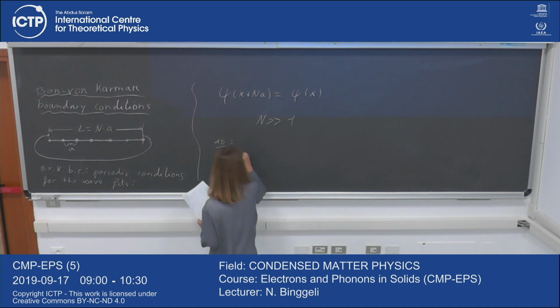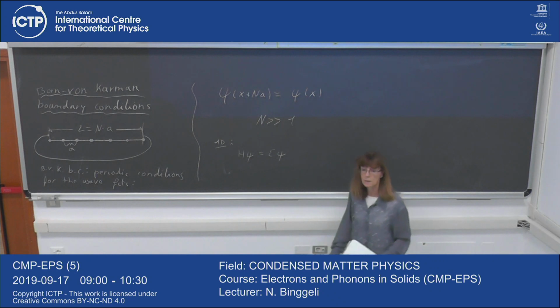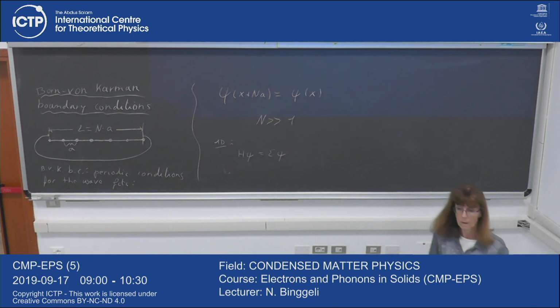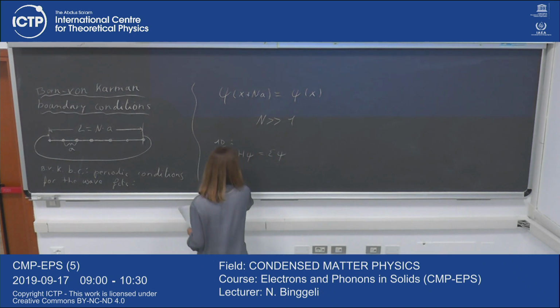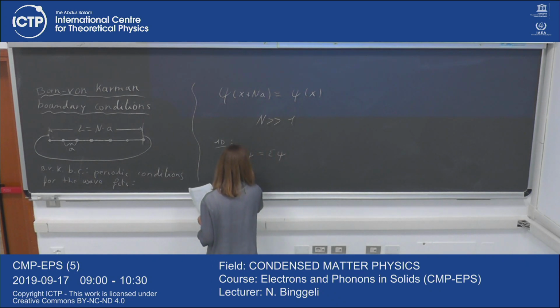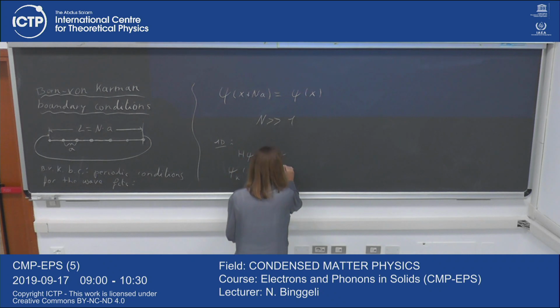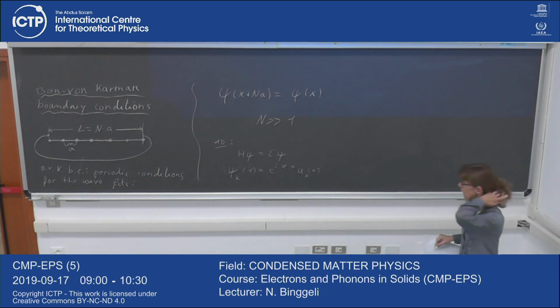So I have to solve the eigenvalue problem for the crystal, Hψ = εψ. I know from the Bloch theorem that my solution can always be written as a Bloch state: ψ_k(x) = e^{ikx} u_k(x), where u is periodic.